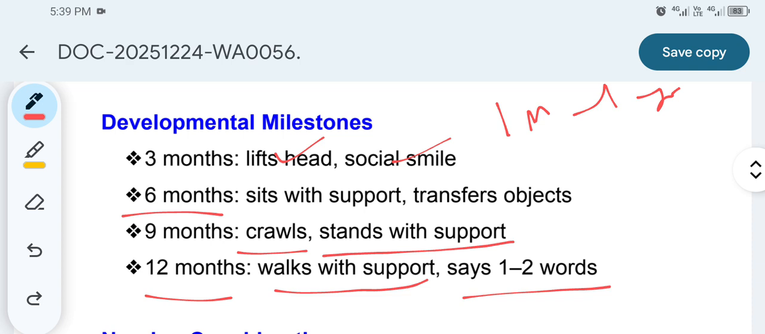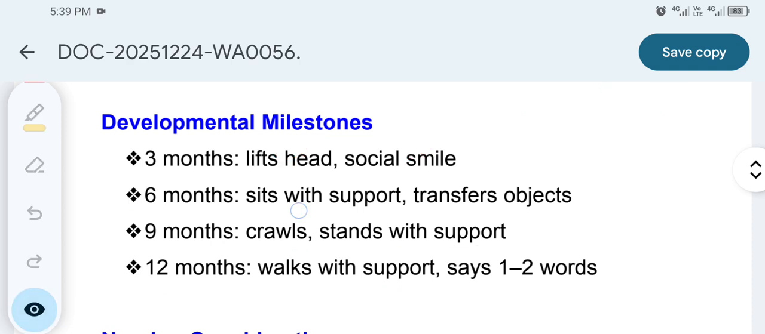So this is how growth should be monitored. Okay? Those were the developmental milestones for an infant, and we have reached 1 year, 12 months. So these are what a child should achieve by the time they are reaching 12 months.